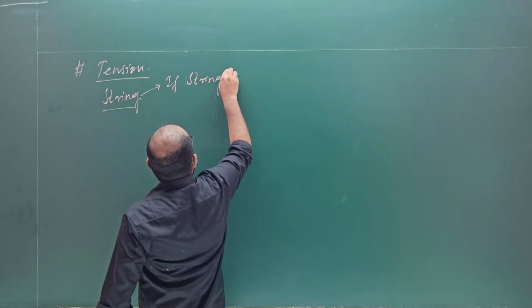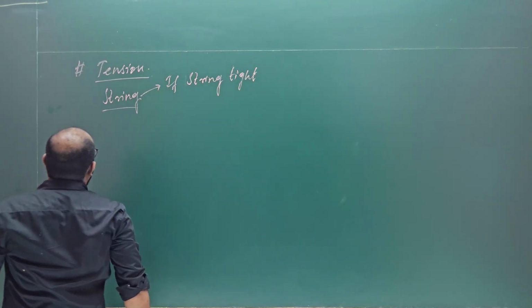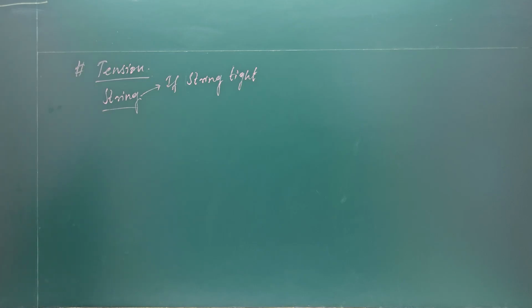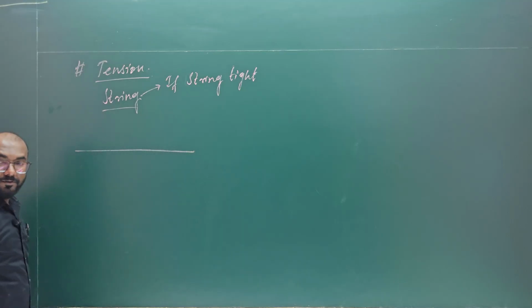If a string is tight, then and only then you will find tension. And if a string is not tight enough, then we should not consider tension at all. Then there will be no tension. Okay, now similarly, if we are discussing the string, consider this is your string.